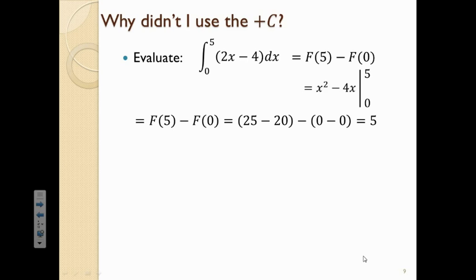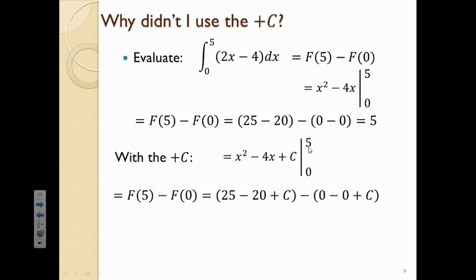When we did the integral from 0 to 5 of this function, we got 5 as an answer. And I just copied it here, what we had from before. The antiderivative was x squared minus 4, and we're evaluating it from 0 to 5, and we got 5. Well, let's put in the plus c. So if we put in the plus c to this, it's x squared minus 4x plus c evaluated from 0 to 5. So we do the same thing.